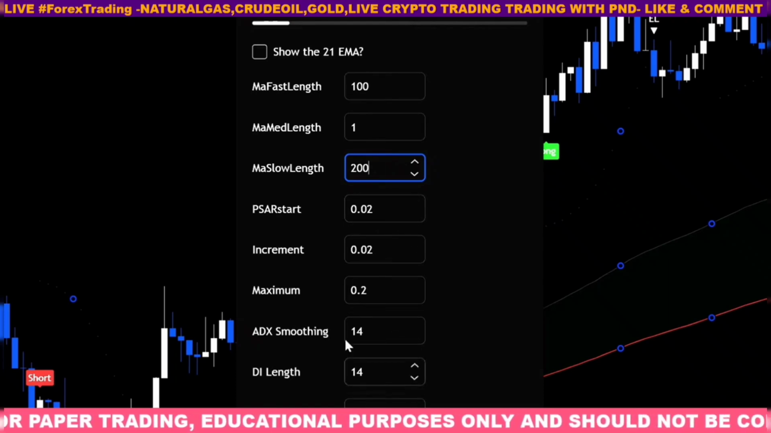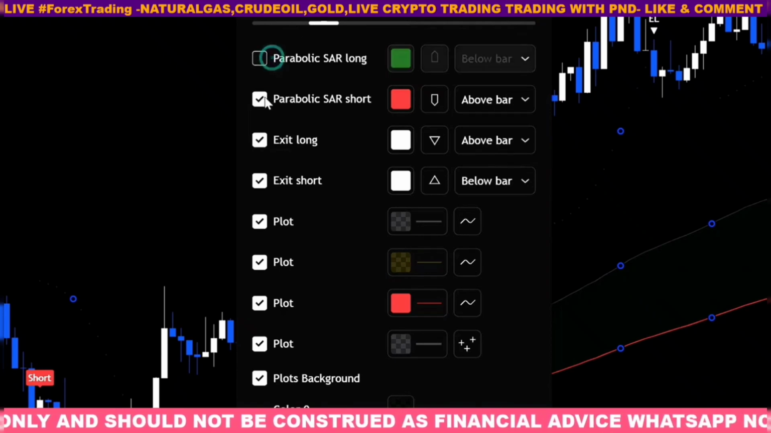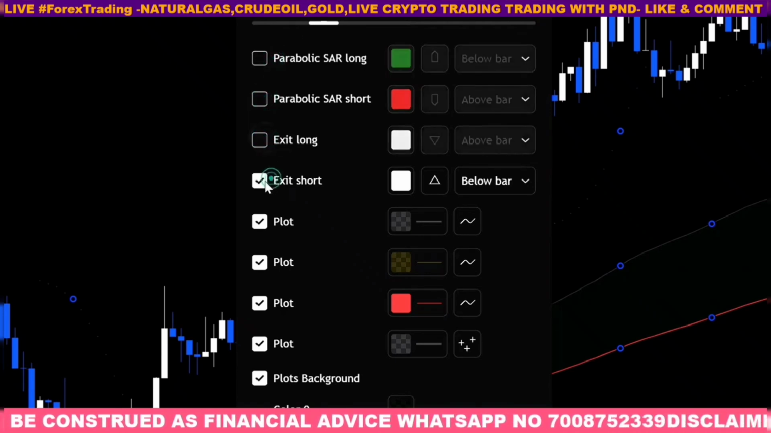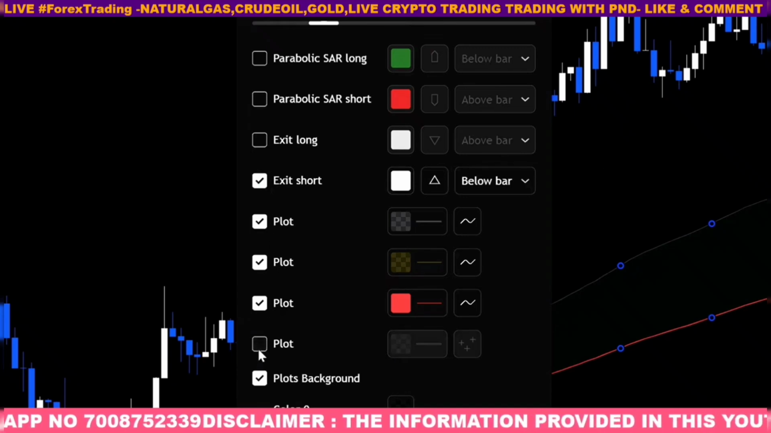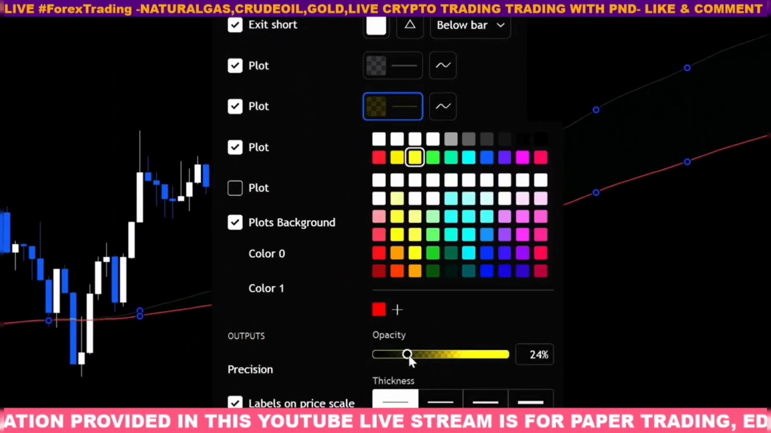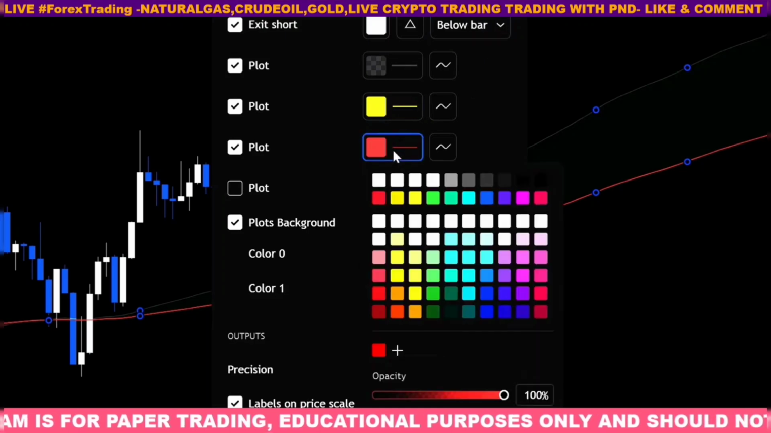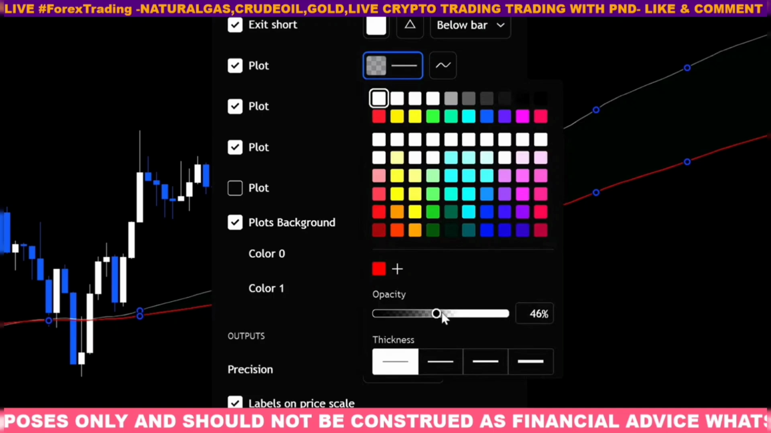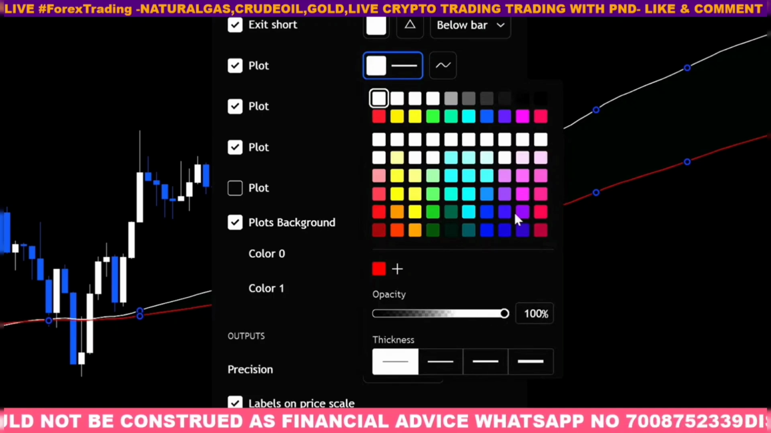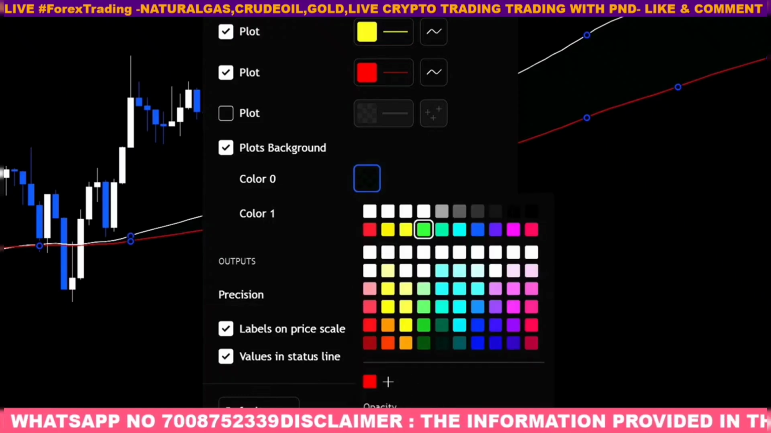We are going to disable the parabolic SAR short, exit long, and exit short options. These are useful for some strategies, but we're going to simplify things for this one. Scroll down a bit and also disable the plot option. This gets rid of those little parabolic dots which can clutter the chart a bit. We'll make a few other things a bit more visible so we can easily see what's happening on the chart. The goal here is to make this indicator as clear and easy to understand as possible so you can quickly spot those potential trading opportunities.